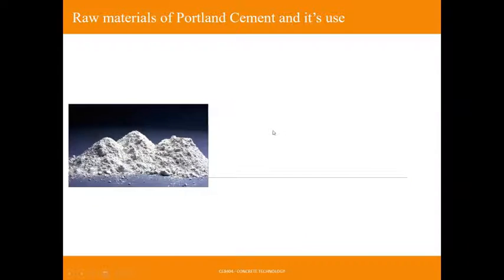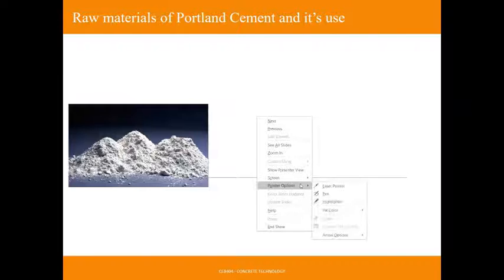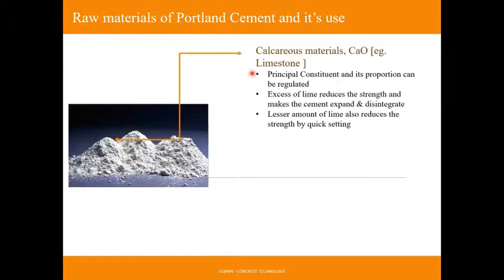The next one is raw materials used for the cement and their uses. First one is calcareous material, which consists of lime. It is the principal constituent and its proportion should be regulated because the excess of lime reduces the strength and makes the cement expand and disintegrate, that is unsound, whereas a lesser amount of lime also reduces the strength by quick setting. So an optimum amount of the calcareous material should be maintained.